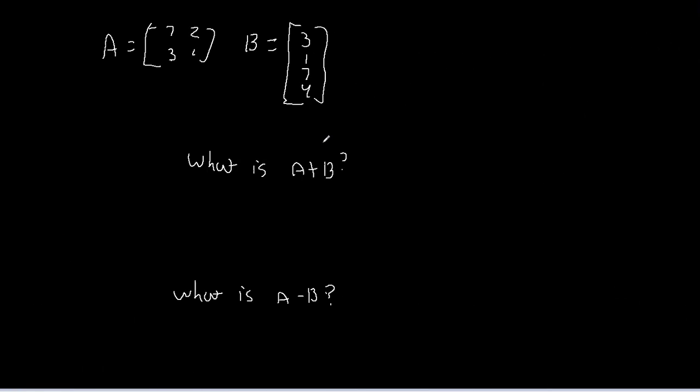So, in this case, we have A as 7, 2, 3, and that's supposed to be a 1 in case that's not clear. Right? This is a 2 by 2 matrix. And then we have B as 3, 1, 7, and 4. So this would be a 4 by 1 column vector, right? So this is just to recap our terminology here. This is a column vector, right? Because it's one column, it's a column vector.